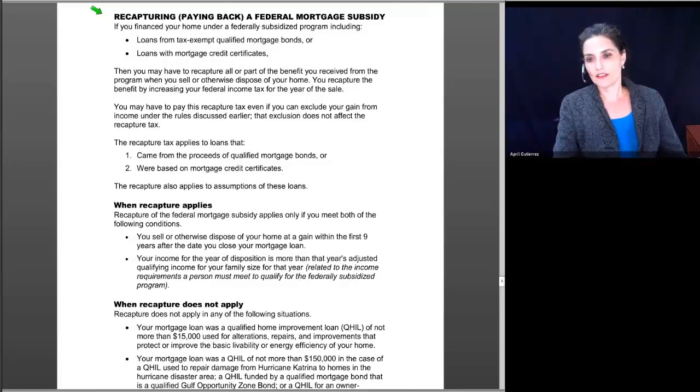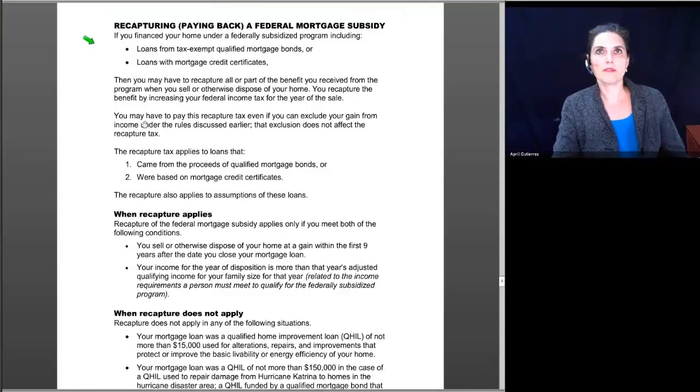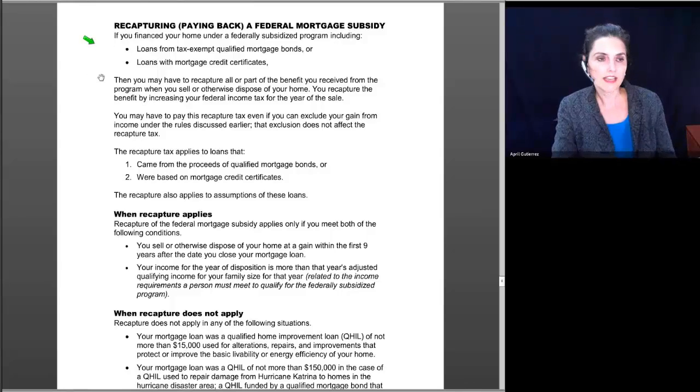And the recapturing or paying back of a federal mortgage subsidy is not something that comes up terribly often. I can't think of any time I've ever even had to deal with it. It's because people take advantage of these mortgage subsidies so rarely. But if you do have a client who did benefit from them, there are some special rules that you need to be aware of.